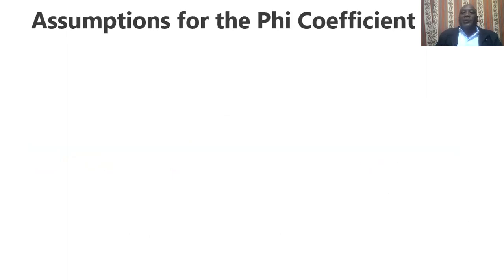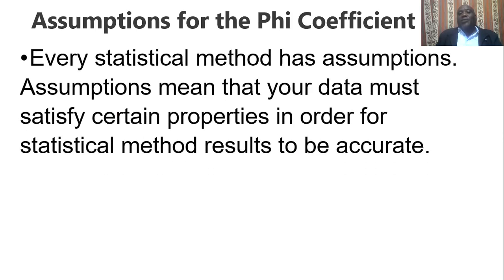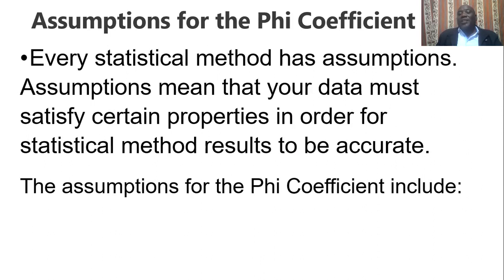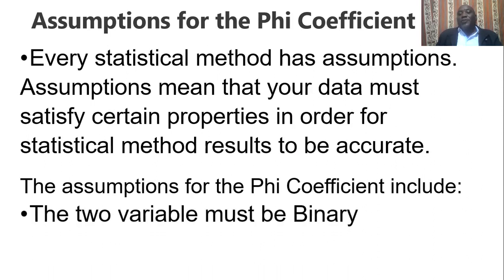There are some assumptions one makes when using a Phi coefficient, and every statistical method has assumptions. Assumptions mean that your data must satisfy certain properties in order for the statistical method results to be accurate. The assumption for the Phi coefficient includes that the two variables must be binary. The two variables that you are using must be binary.